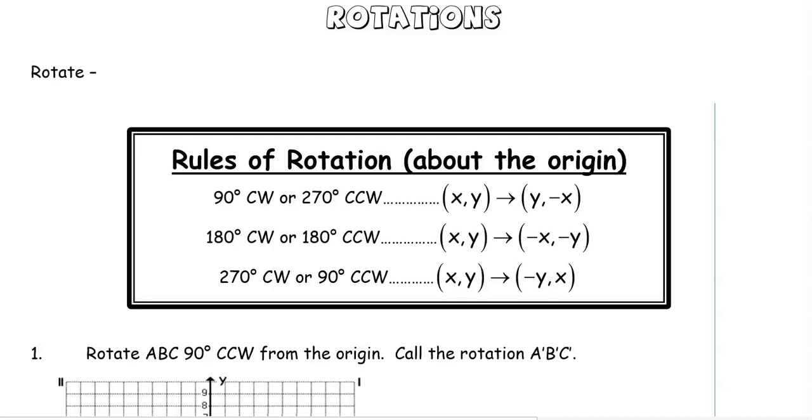Today's video is going to be on the transformation of a rotation. To rotate an object is to simply spin around a center point. Now that center point is going to change. What we rotate around is going to be different depending on the problem.